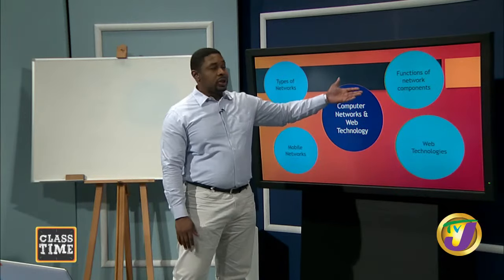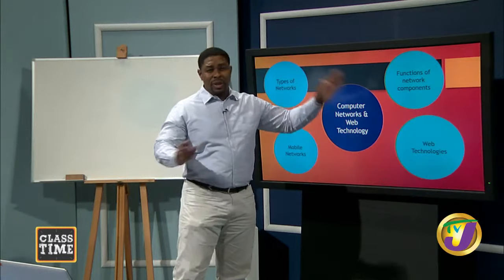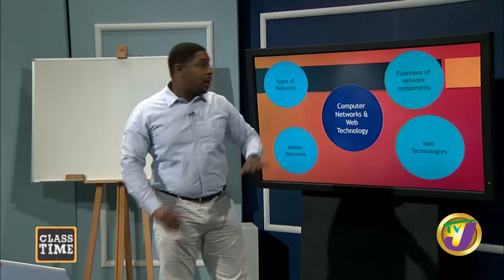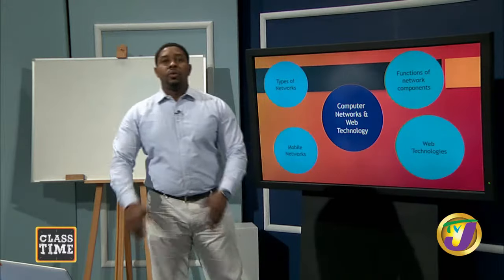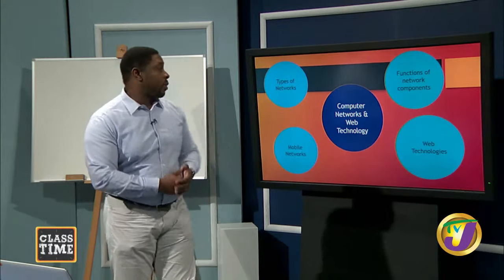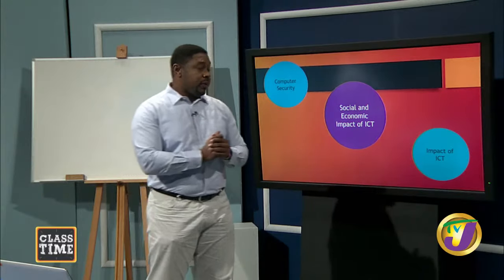And then we have function of the components, and the components include connections, switches, routers, and all that. And some of you have routers at home. If you don't have any router at home, you know how that goes, no internet. And then web technologies, which include the creation of websites and web pages, all right? So we're trying to go fast. All right, and then we have the social impact.